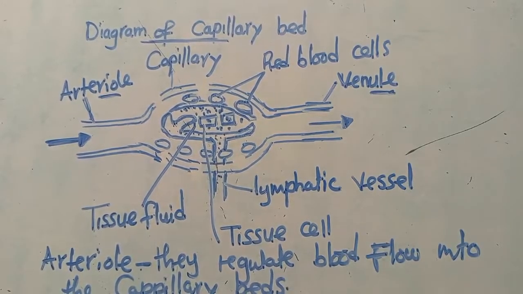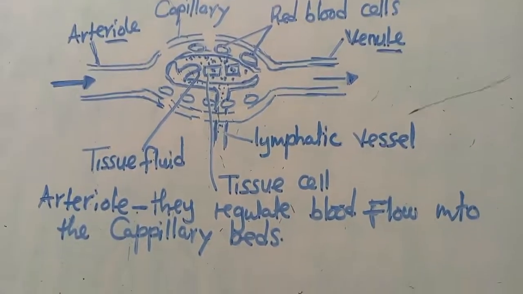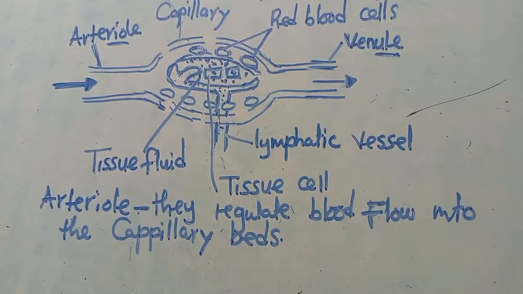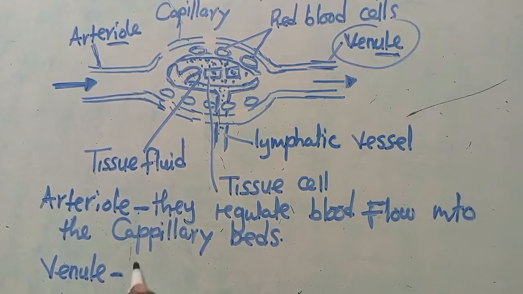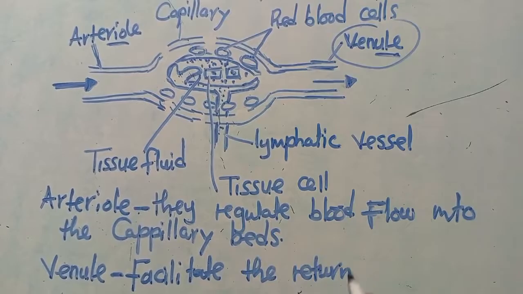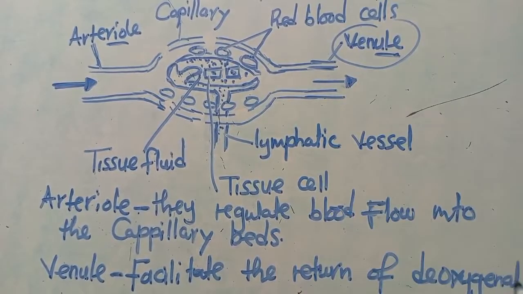So this is what you need to understand. That is just a cross section that I've just gotten. The key thing is understanding the concept, and those ones that are there, the function of those ones is just to facilitate the return of deoxygenated blood to the heart.